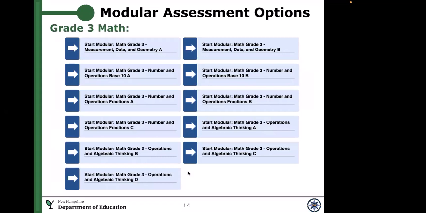For math, for grade 3, these are your options here. And so you have this measurement, data, and geometry. You have a couple of options for modulars there. Numbers and operations base 10, you have a couple of different options. Numbers and operations, fractions, you have 3 options, and then you have operations and algebraic thinking, 4 options for those.